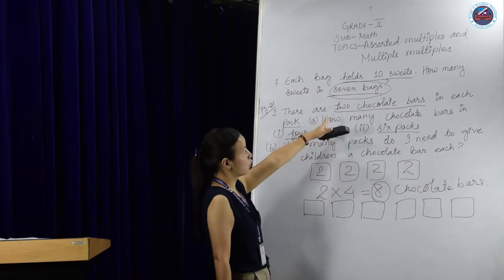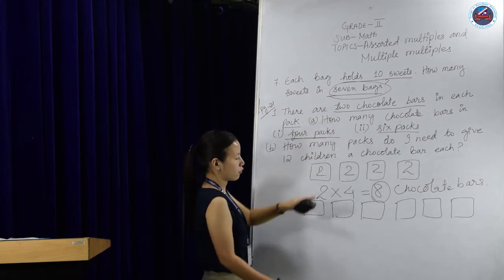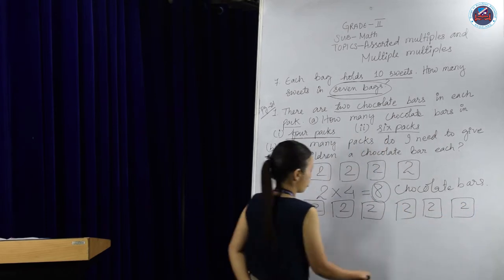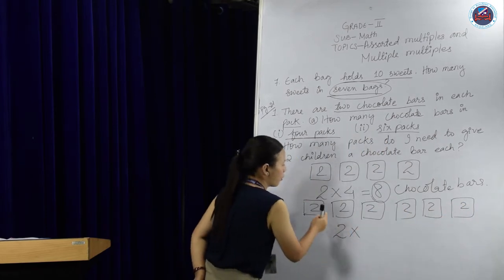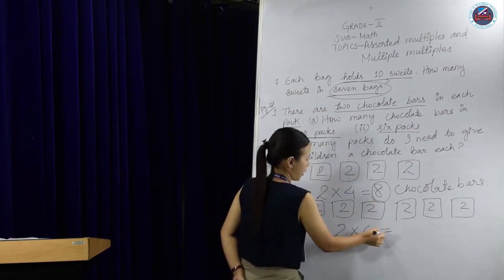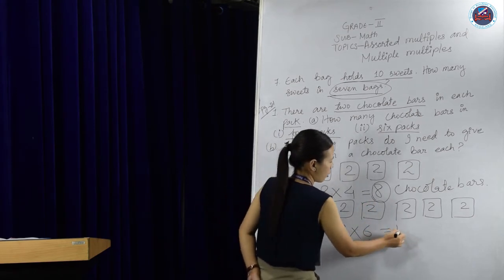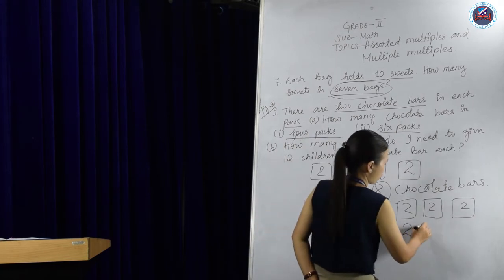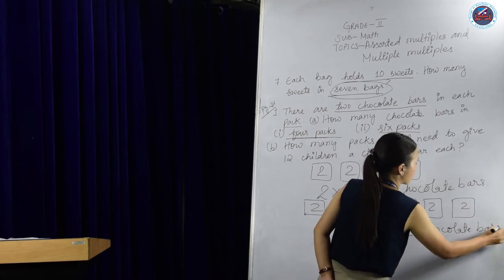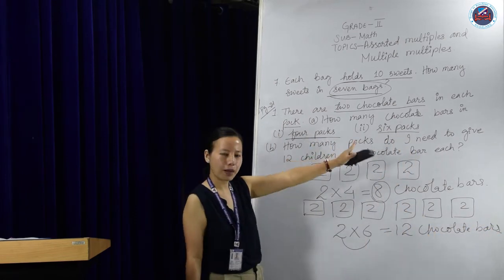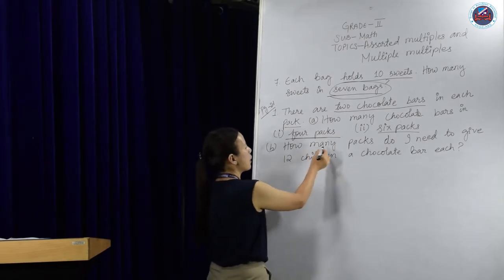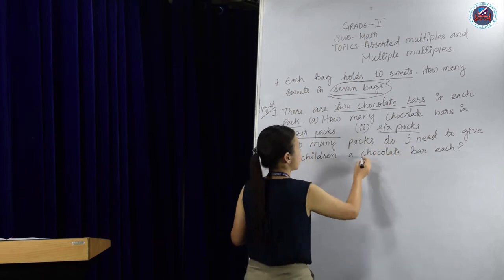According to the question, we have 2 chocolates in each bag. So 2 chocolates in each bag, and how many bags? 6 bags. So multiply 2 by 6, and we know that is 12. So our answer is 12 chocolate bars in 6 bags.